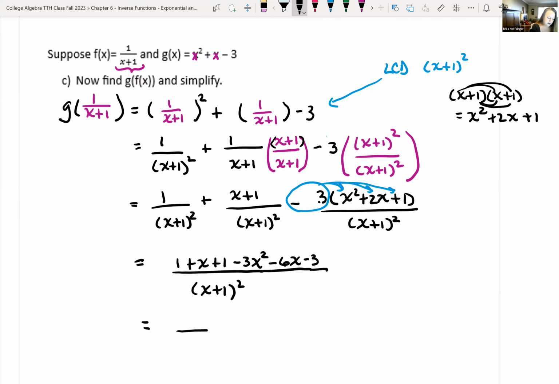So I'm going to rewrite this in descending order of powers for my terms. I have only one term with an x squared, so rewrite it, -3x squared. Let's combine x minus 6x, which gives us -5x. And then we have 1 plus 1 is 2, minus 3, so that would give me -1. So this is our g of f of x.